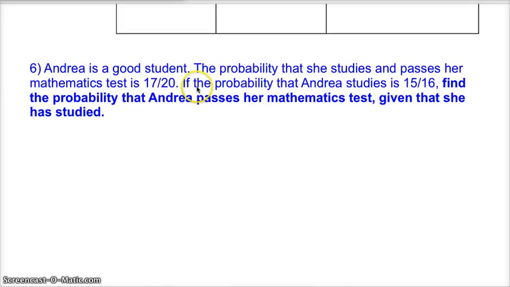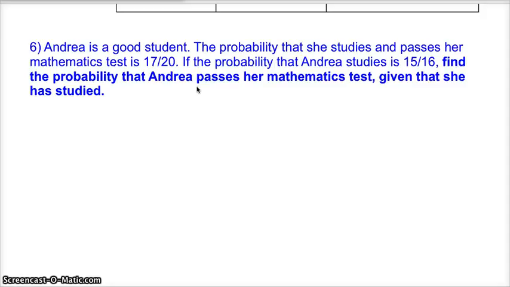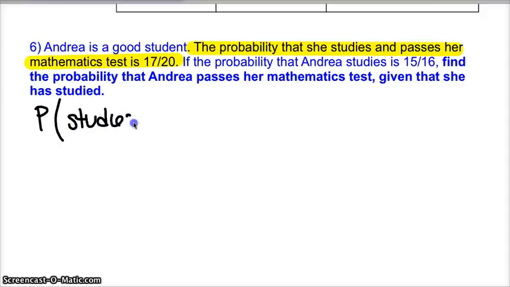Last piece. All right, Andrea is a good student. It says the probability that she studies and passes her mathematics test is 17 out of 20. So what I'm going to do with this sentence right here is turn it into probability notation. So it says the probability that she studies and passes her math test is, meaning equals, 17 out of 20.